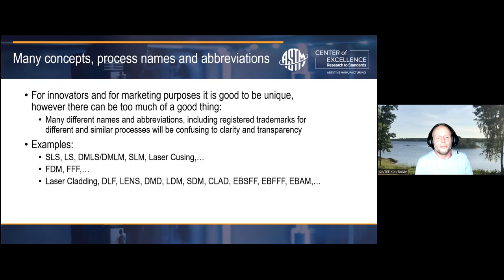So there were many different names and abbreviations. They included many registered trademarks, and there were also different and similar processes, which was very confusing and made it hard to have any kind of clarity. We have, for example, names such as SLS, selective laser sintering, LS, laser sintering, DMLS, direct metal laser sintering, DMLM, SLM, selective laser melting, laser fusing, which are basically different names for a very similar type of process, the same process architecture.